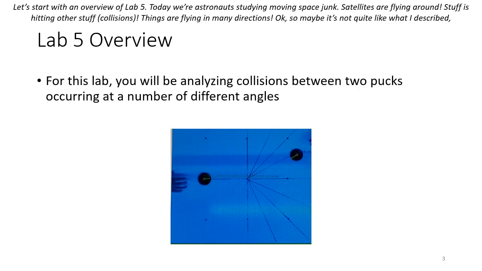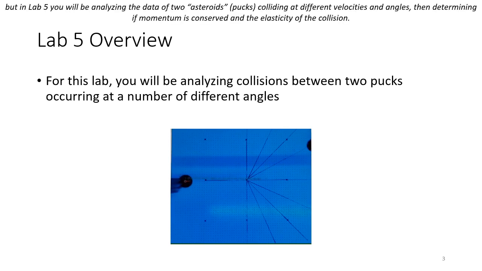Let's start with an overview of Lab 5. Today we're astronauts studying moving space junk. Satellites are flying around. Stuff is hitting other stuff. Collisions. Things are flying in many directions. Okay, so maybe it's not quite like what I described, but in Lab 5, you will be analyzing the data of two asteroids, pucks, colliding at different velocities and angles, then determining if momentum is conserved and the elasticity of the collision.